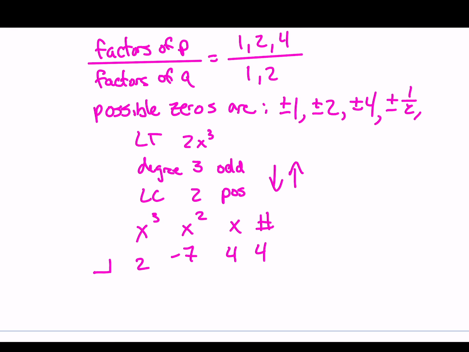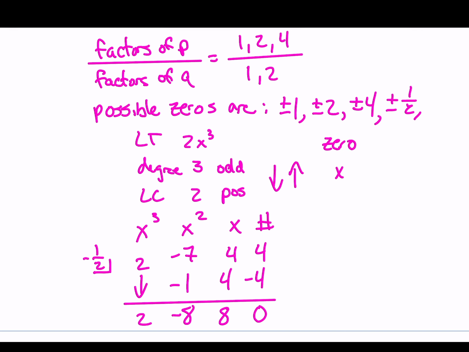And then we're dividing out, and let's just go ahead and start with the smallest, which would be -1/2. -1/2 is our smallest value. And then we'll drop down with our 2 and get it going. So -1/2 times 2 is -1. -7 plus -1 is -8. -1/2 times -8 is +4. 4 plus 4 is +8. -1/2 times 8 is -4. And 4 plus -4 gives us 0. So let's go ahead and write out a place for our zeros. x equals -1/2 is a zero. Now again, we should expect to see 3 total since we have a third degree polynomial.